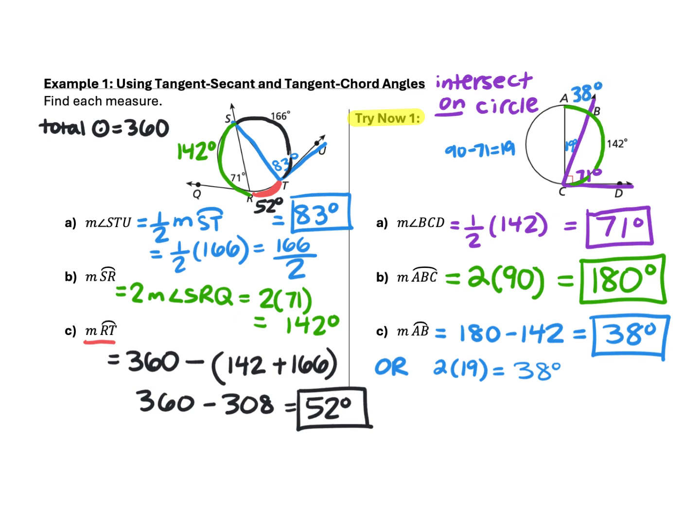I also showed another way you could get it. You could get this angle right here to be 19 degrees by taking 90 minus 71. And then if we double 19, that will also give us 38 degrees. A lot of times there's more than one way that you can get your answer.